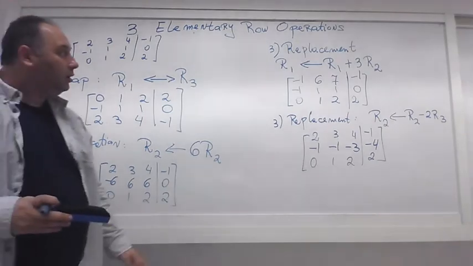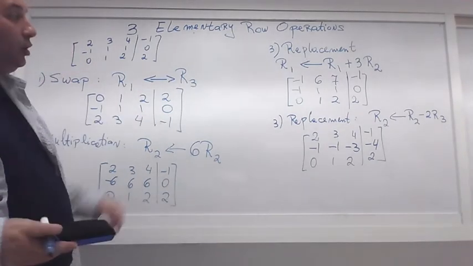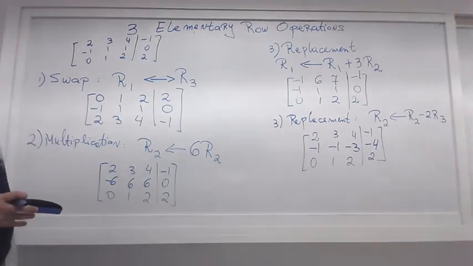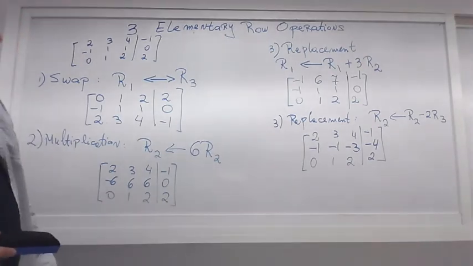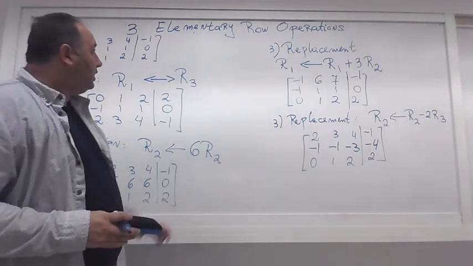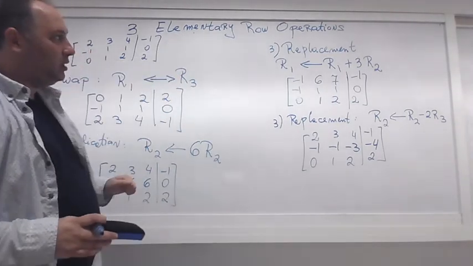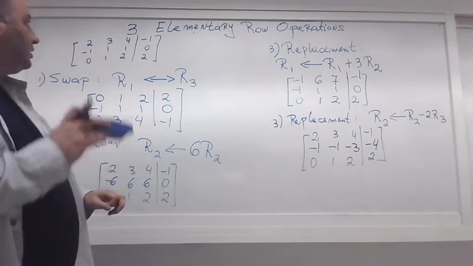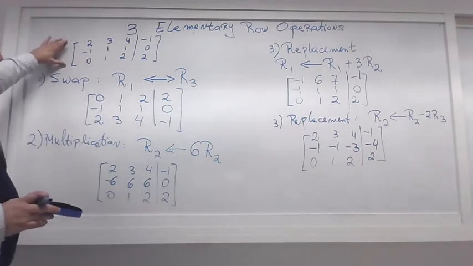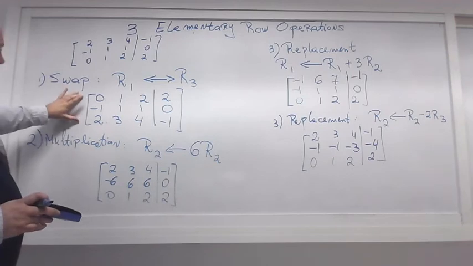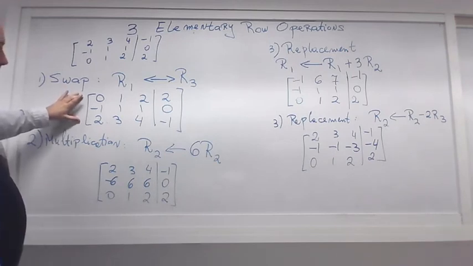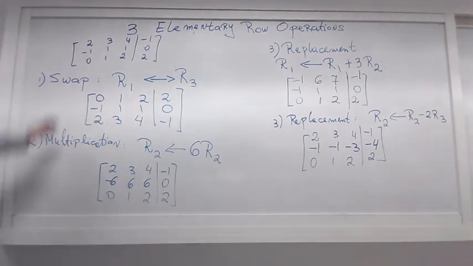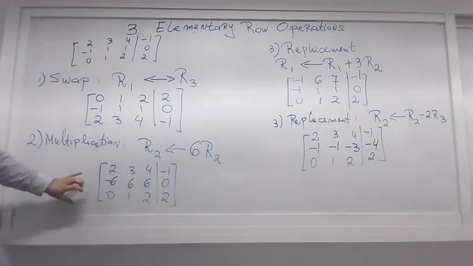And next time we are going to use them all along the course. And the good and important thing is that these three elementary row operations do not change the solution set of your system. So the solution set of this system and solution set of this system is the same.